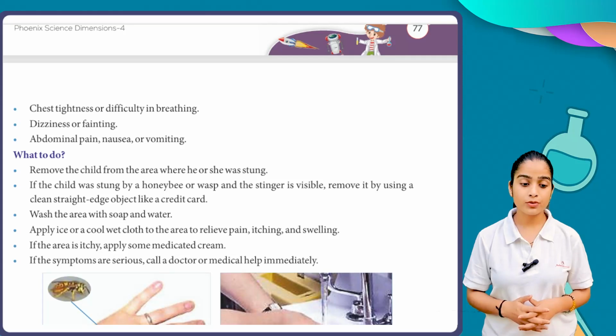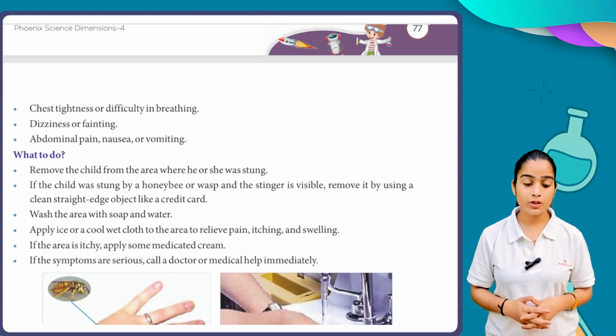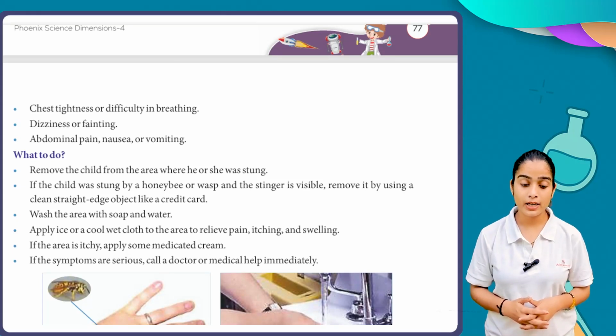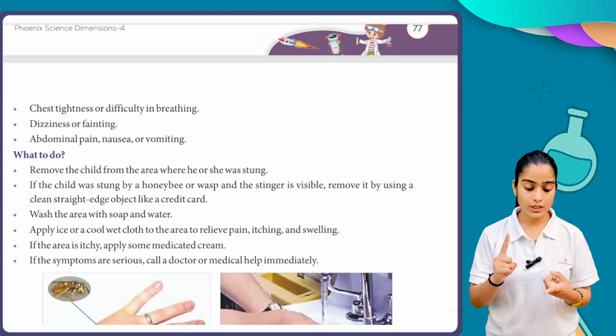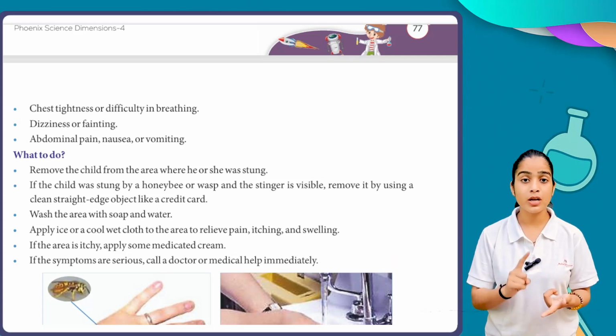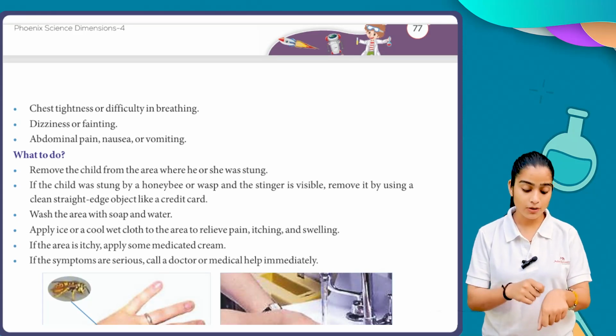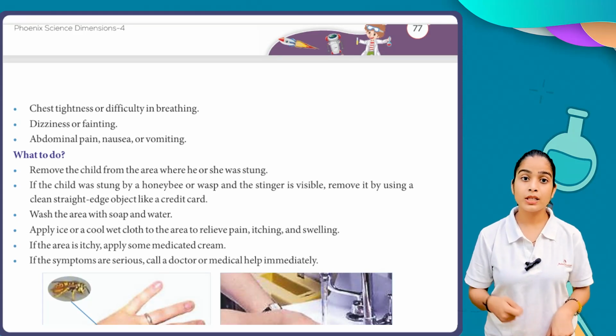Now what you have to do: remove the child from the area where he or she was stung. If the child was stung by a honeybee or wasp and the stinger is visible, remove it using a clean straight-edged object like a credit card. First of all, take your child away from that place. Then, if the stinger is visible, try to remove it from the skin with the help of a needle or a credit card.